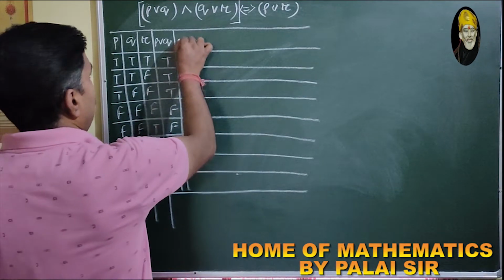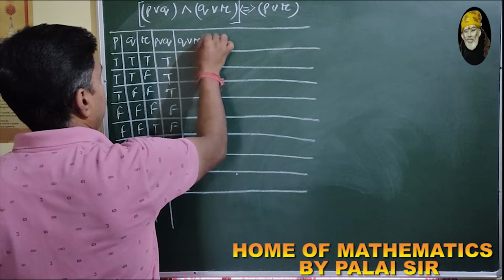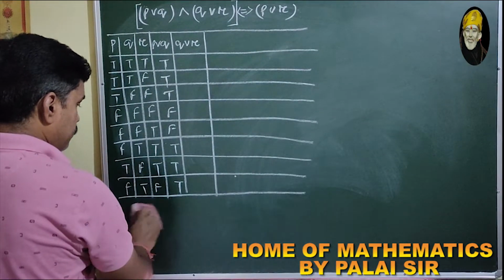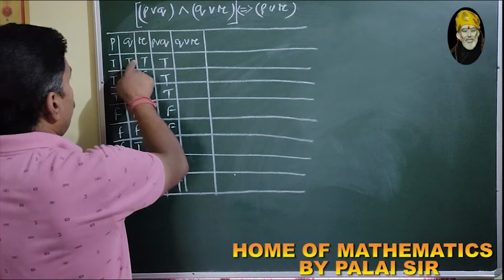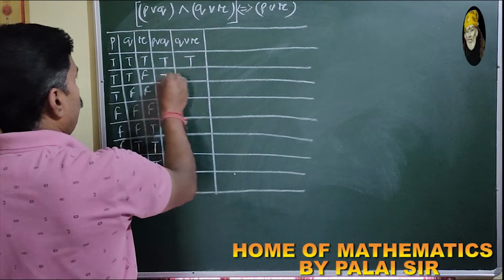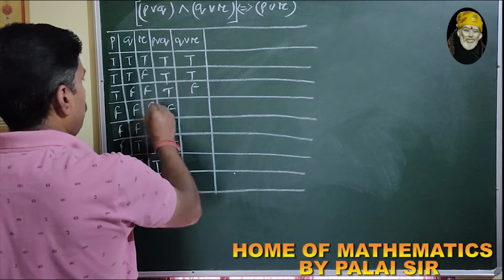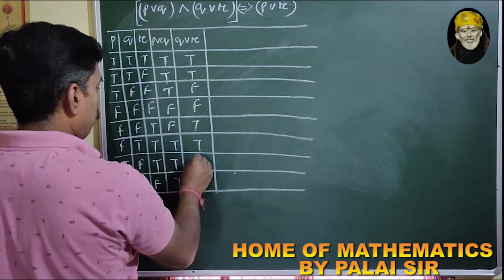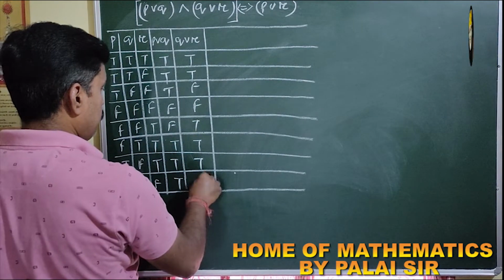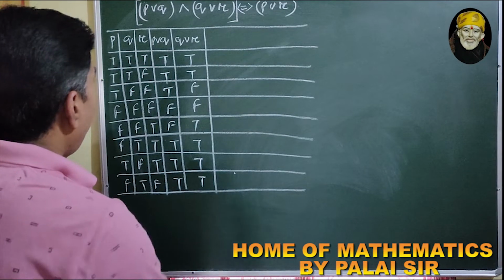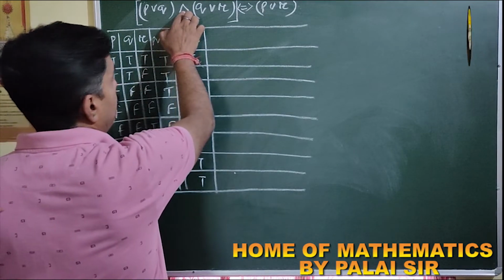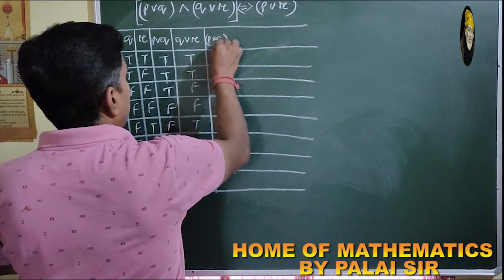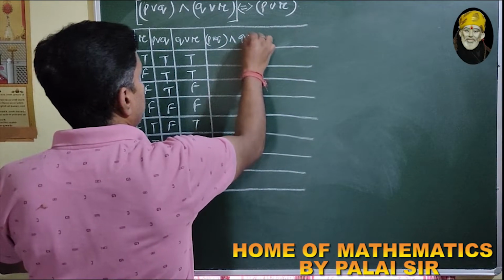Then here what you are getting? Q disjunction R. So when you are going to find out Q disjunction R, in between Q and R, you compare the values in the same way. This is true. And in between these two, what is the symbol? Conjunction. So P disjunction Q, conjunction Q disjunction R.